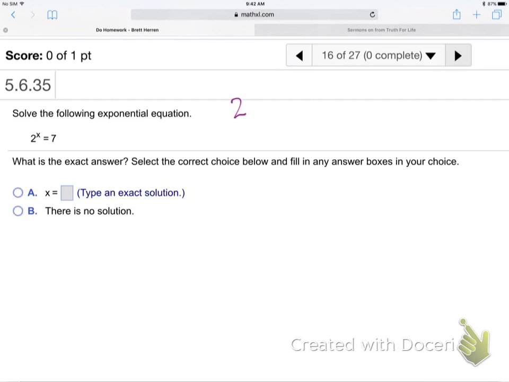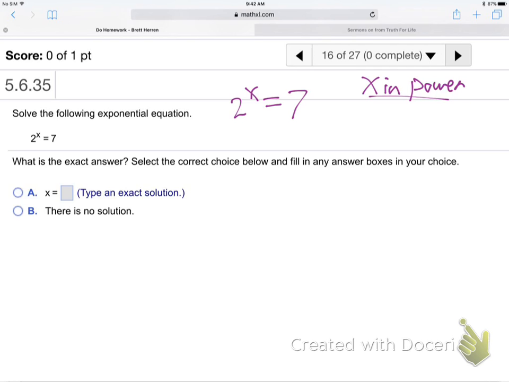All right, so now we ain't going to make the bases the same on this one. No way to make the base the same. So what are you going to do? X is in the power. That's the issue, right? You can't divide by 2. You can't subtract 2. I mean, how are you going to solve for x there? You can't make the bases the same. 7 is not 2 to some power, at least not 2 to any nice power.